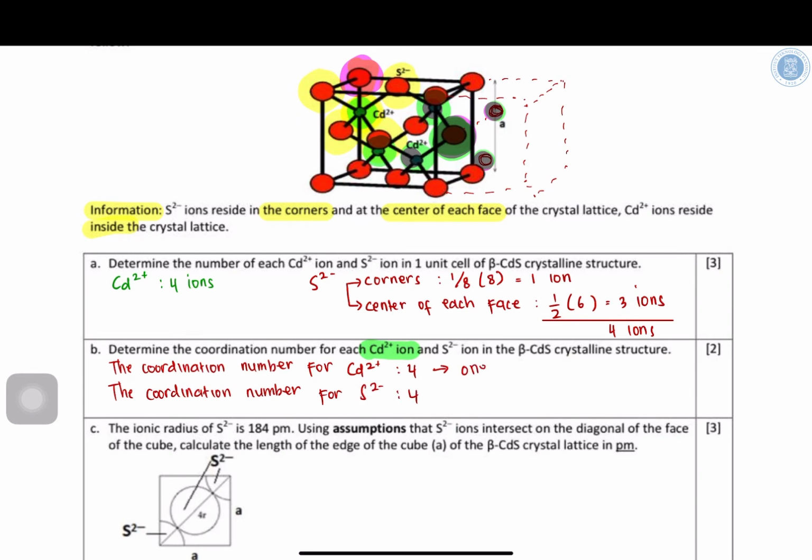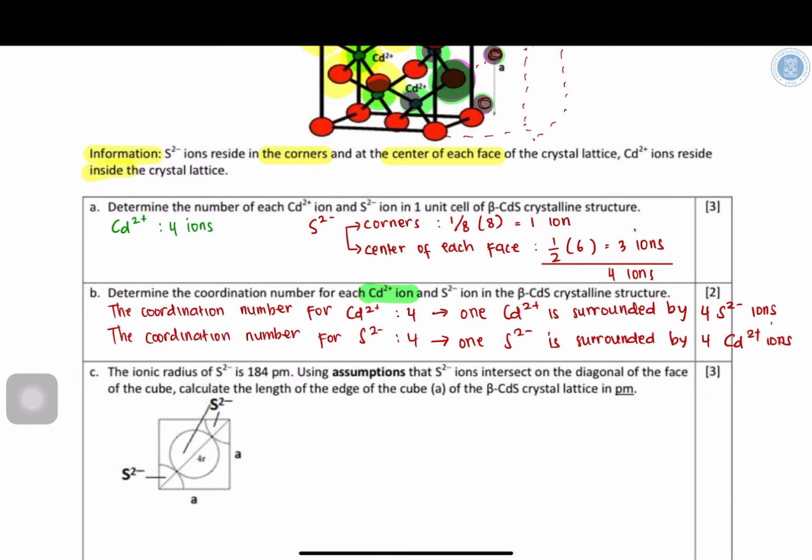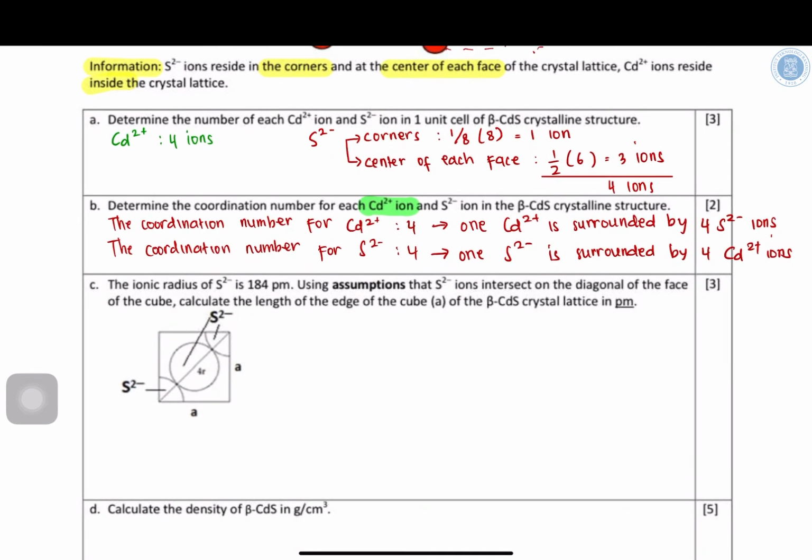So 1 Cd2 plus is surrounded by 4 S2 minus ions, and then the other one over here, 1 S2 minus is surrounded by 4 Cd2 plus ions. Now the next one, question C.